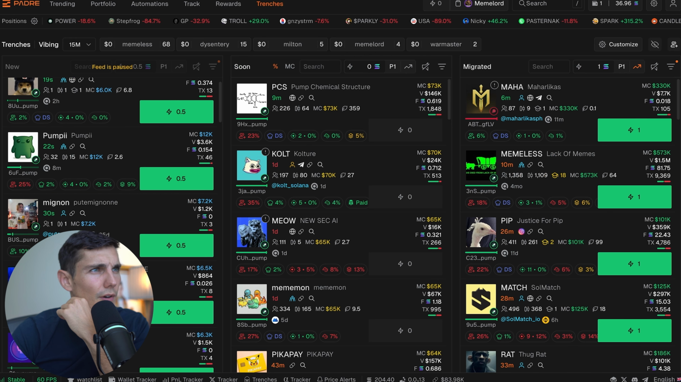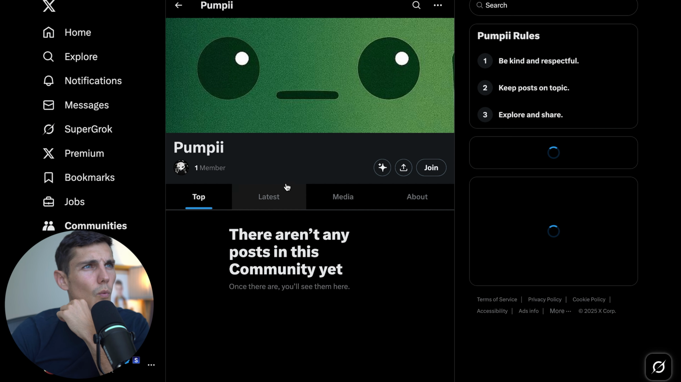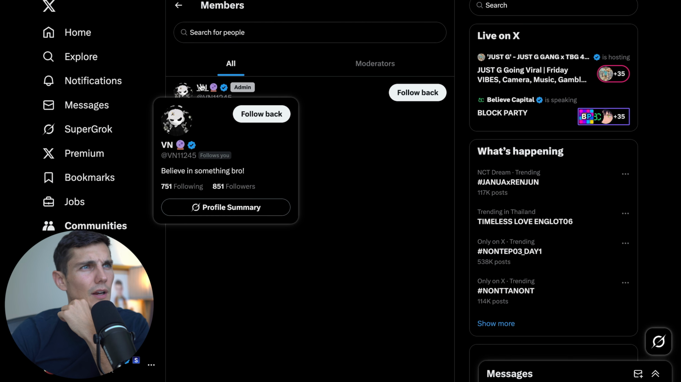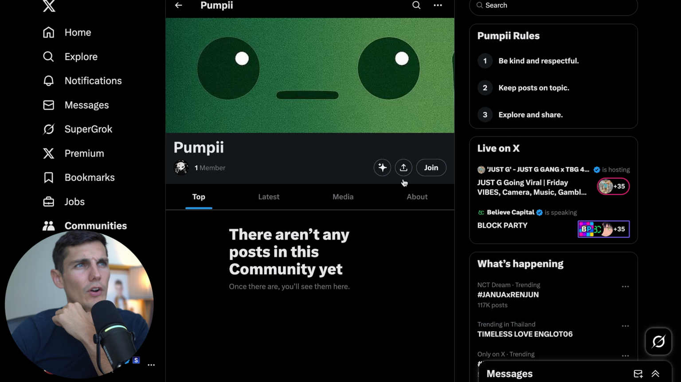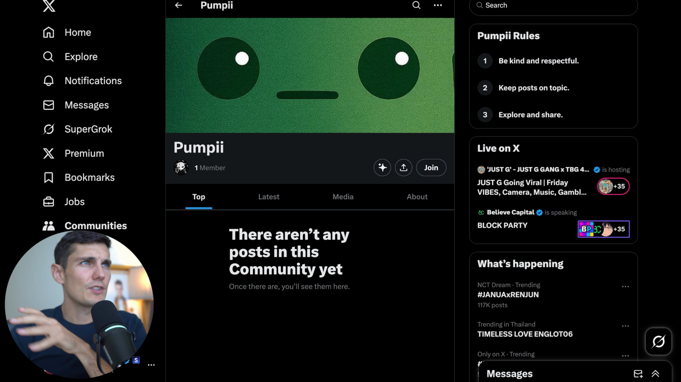Let me try to find a new pair that could be a rug. Look at that. For example, Pumpy, we just have one member in it. And that one member has less than 1,000 followers. So that's going to be pretty challenging for him to run it. So unless I see a lot of people joining this community, plus like, my own opinion, but this seems to be like a generic meme, a copy of Frog. And for that reason, I will avoid.